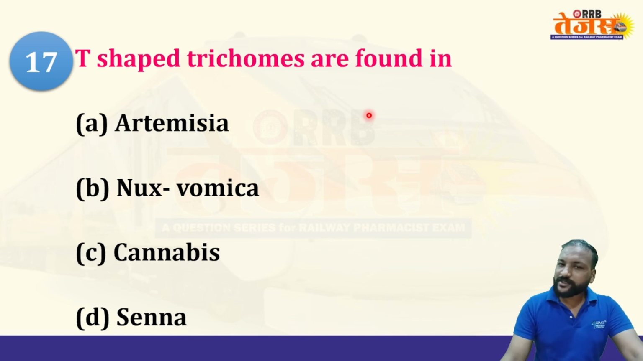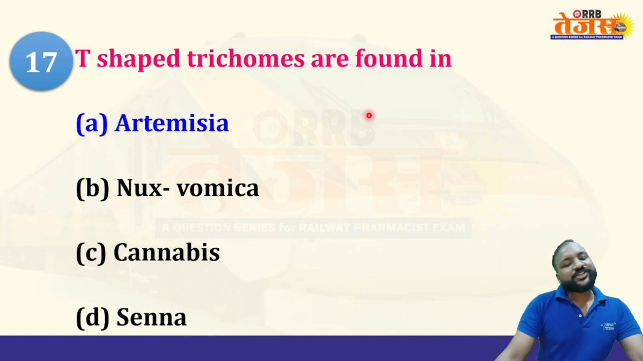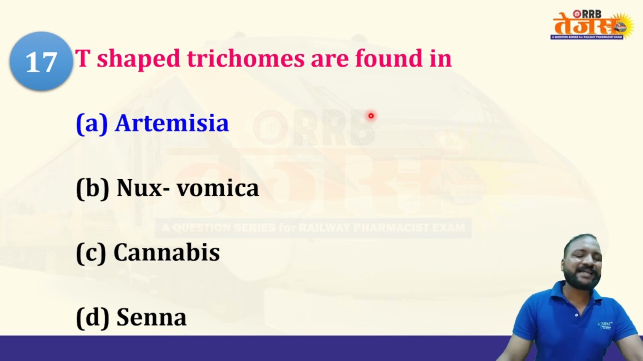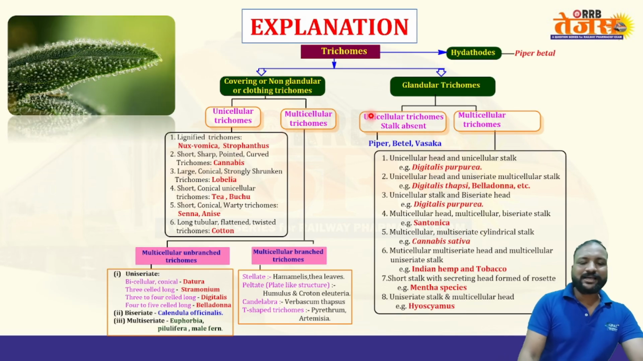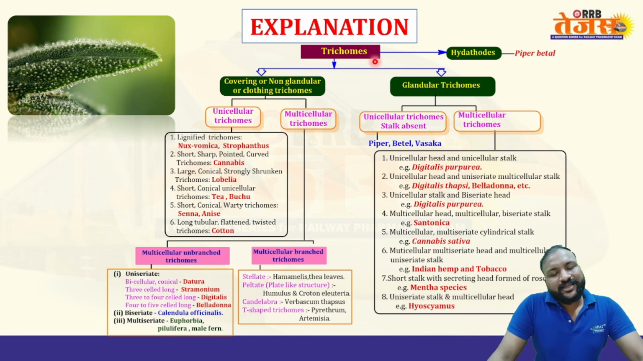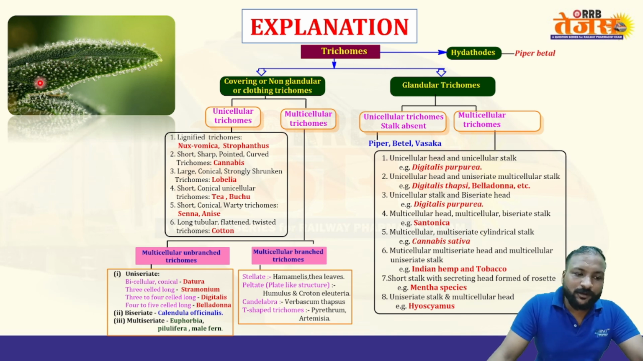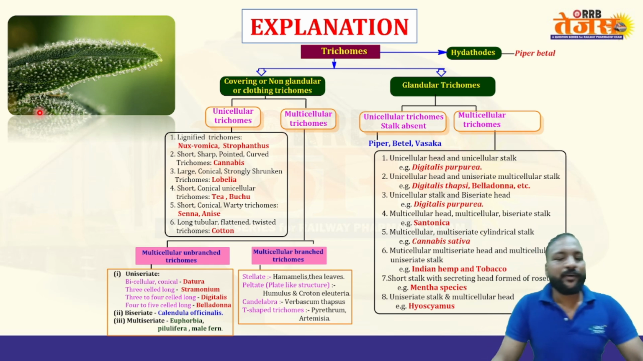Let us take the options here. The right answer here: Artemisia annua, the artemisinin plant, or Artemisia, has T-shaped trichomes. So let us see the examples for these trichomes. Trichomes are the hairy structures meant for the protection and the secretion of the plant's leaves. These are all the trichomes you can see right over here, the hairy-type structures.